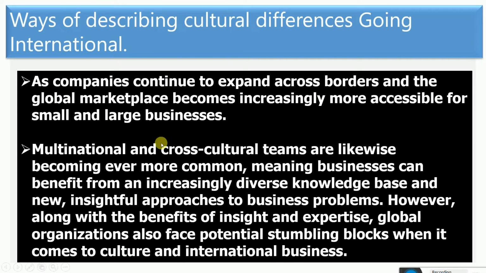Multinational and cross-cultural teams are becoming more common, meaning businesses can benefit from an increasingly diverse knowledge base and new insights and approaches to business problems. However, along with the benefits of this expertise, global organizations also face potential stumbling blocks when it comes to cultural differences in international business.